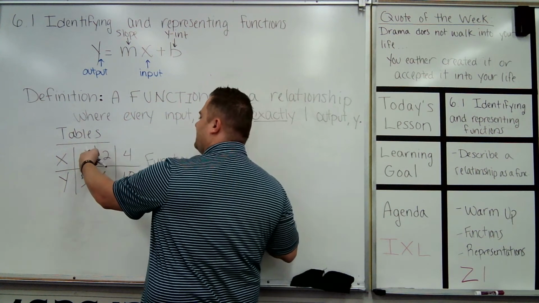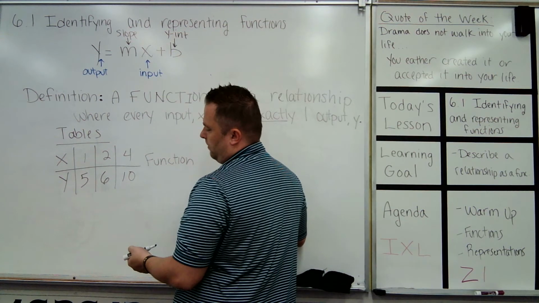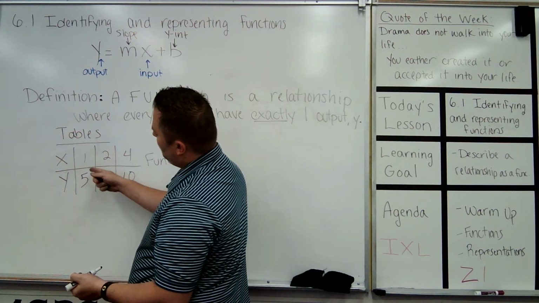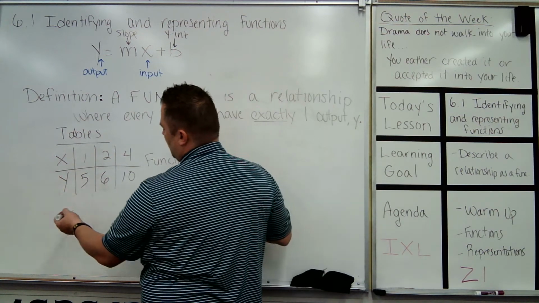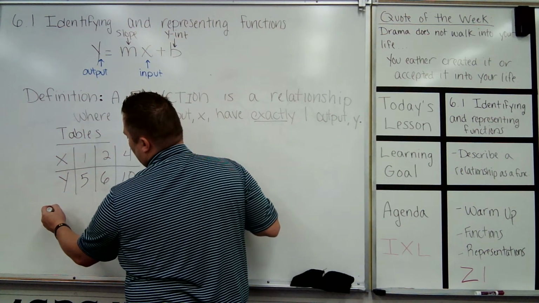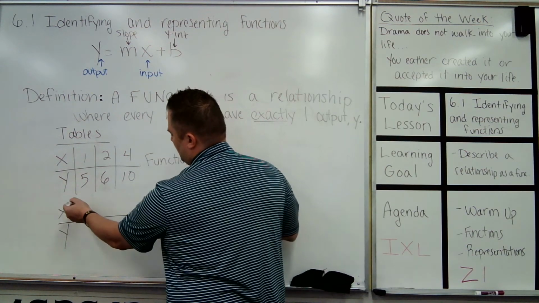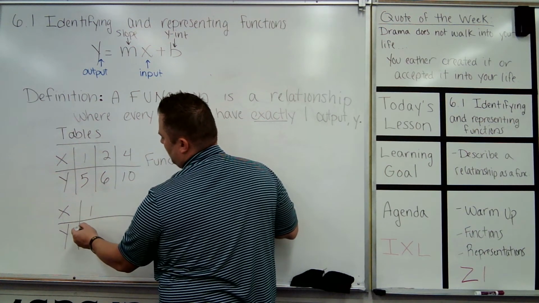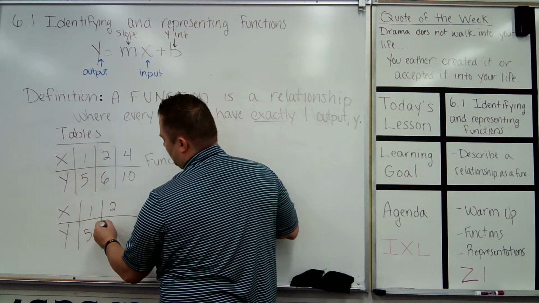Because every input, meaning X, produced exactly one output, meaning Y. 1 produced 5, 2 produced 6, 4 produced 10. An example of not a function would be, say, X and Y. Let's just say I put in a 1, a 5 came out. I put in a 2, a 6 came out.